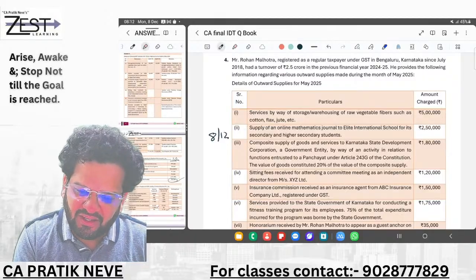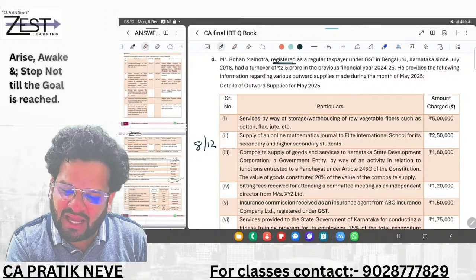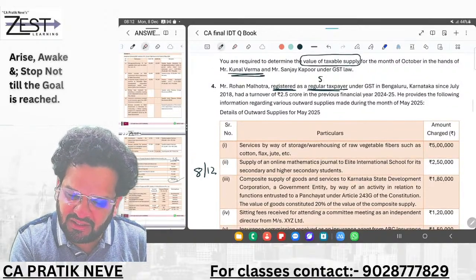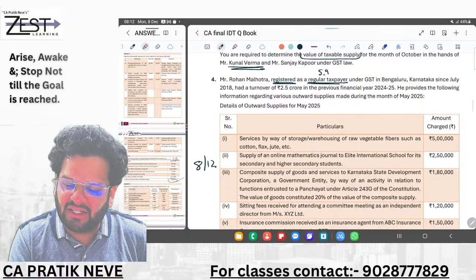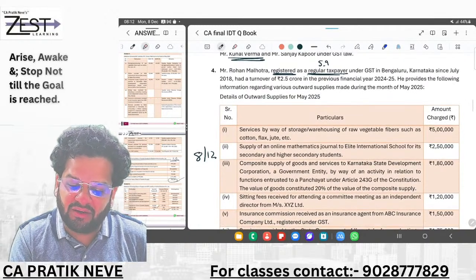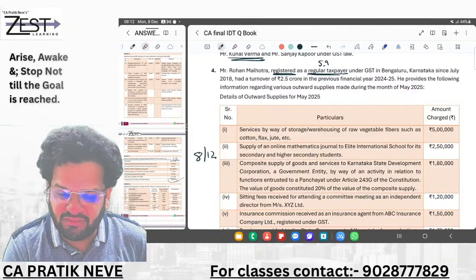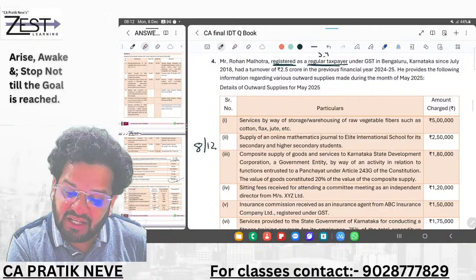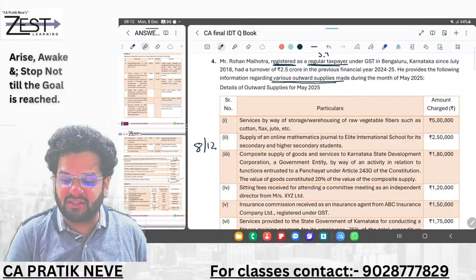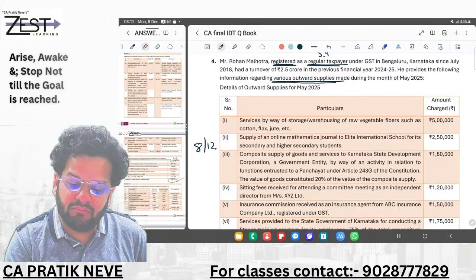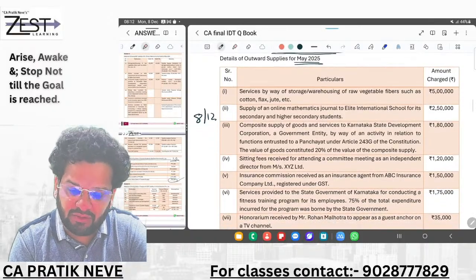So let's see. Rohan Malhotra, registered as a regular taxpayer under section 9 of GST in Bangalore, Karnataka since July 2018, had a turnover of 2.5 crore in the previous financial year. He provides the following information regarding various outward supplies made during the month of May. Details of outward supplies for May 25 are given.